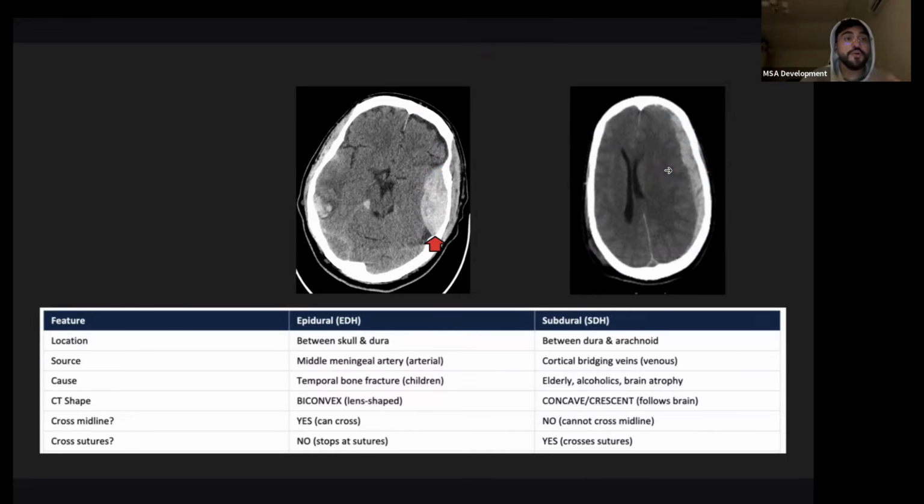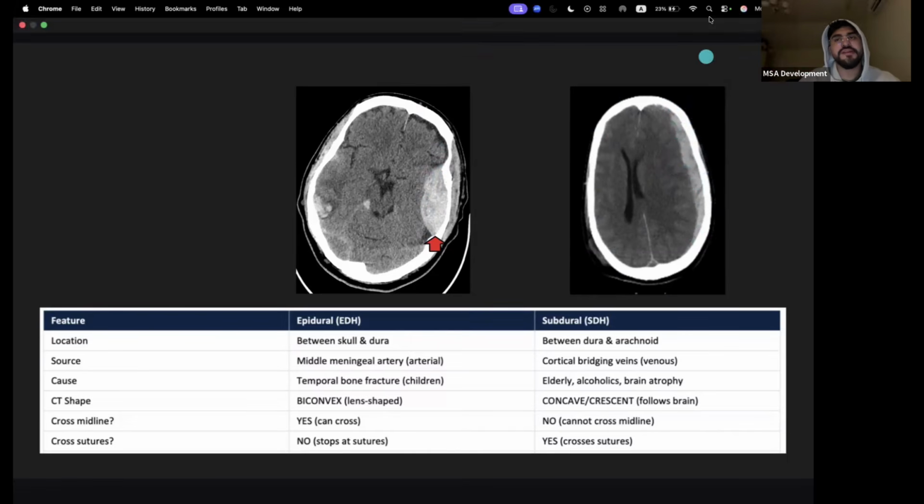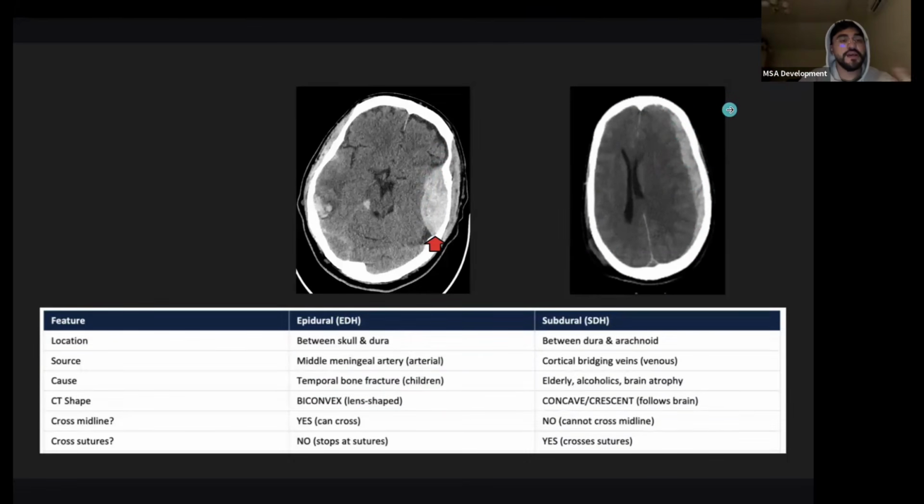So we have these veins that we call bridging veins. When is this crescent-shaped bleeding common? When do I usually see it? I see it in elderly patients, patients who are really, really old, like 70 plus.